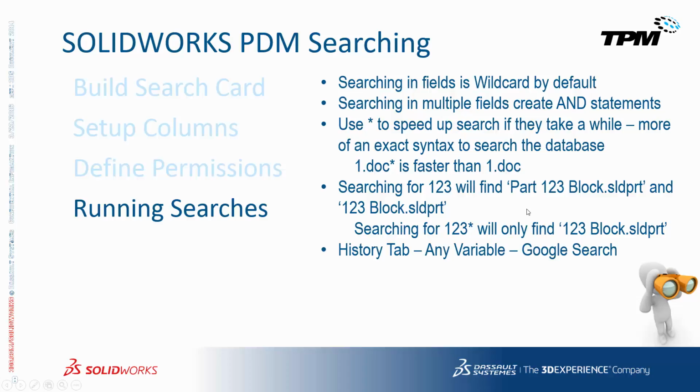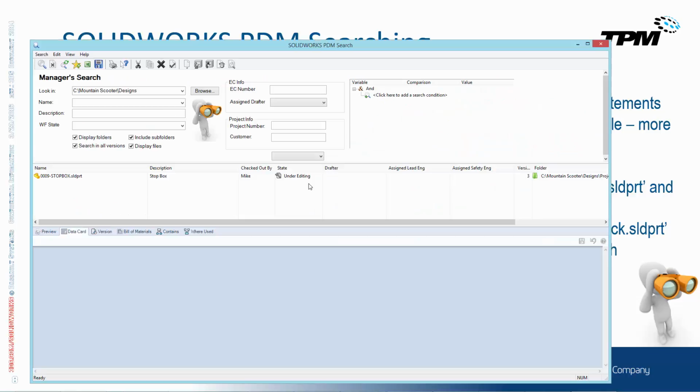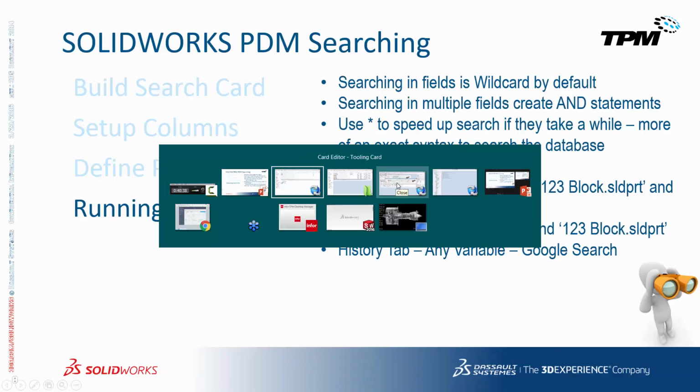And then here's another one. This is one that not a lot of people may know about, the history tab or using any variable. These are kind of equated to the Google search of just show me everything. So what do I mean by the history tab and any variable?